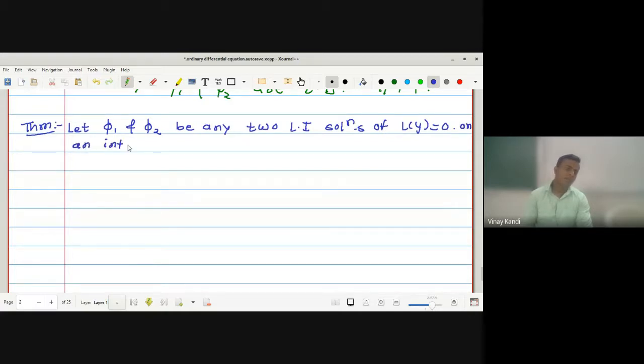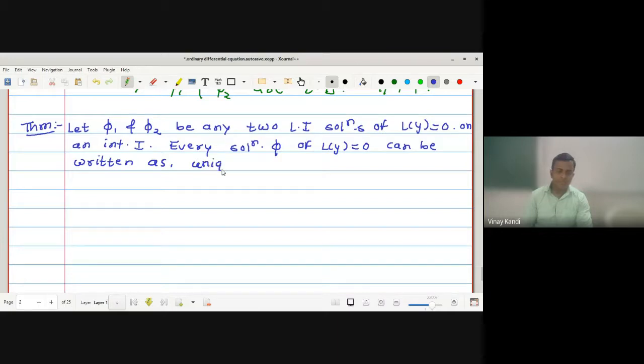Okay, then every solution phi of L of y is equal to 0 can be written uniquely as phi is equal to C1 phi1 plus C2 phi2, where C1 and C2 are constants.